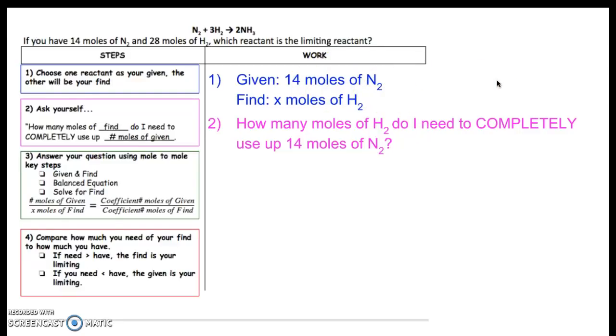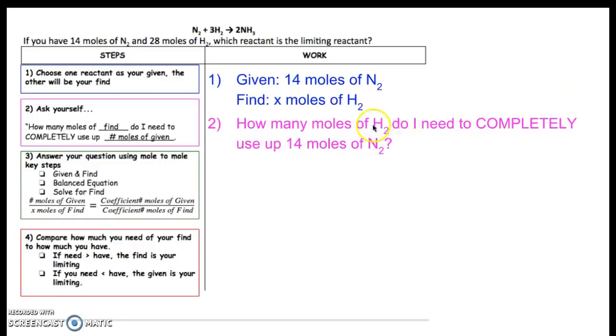Why is that important? Because once I know how much H2 I need, I can go back and compare it to how much I actually have, which is written in the problem. And then from there, I can figure out if H2 is going to run out, or if I have it in excess, or if I have just enough.